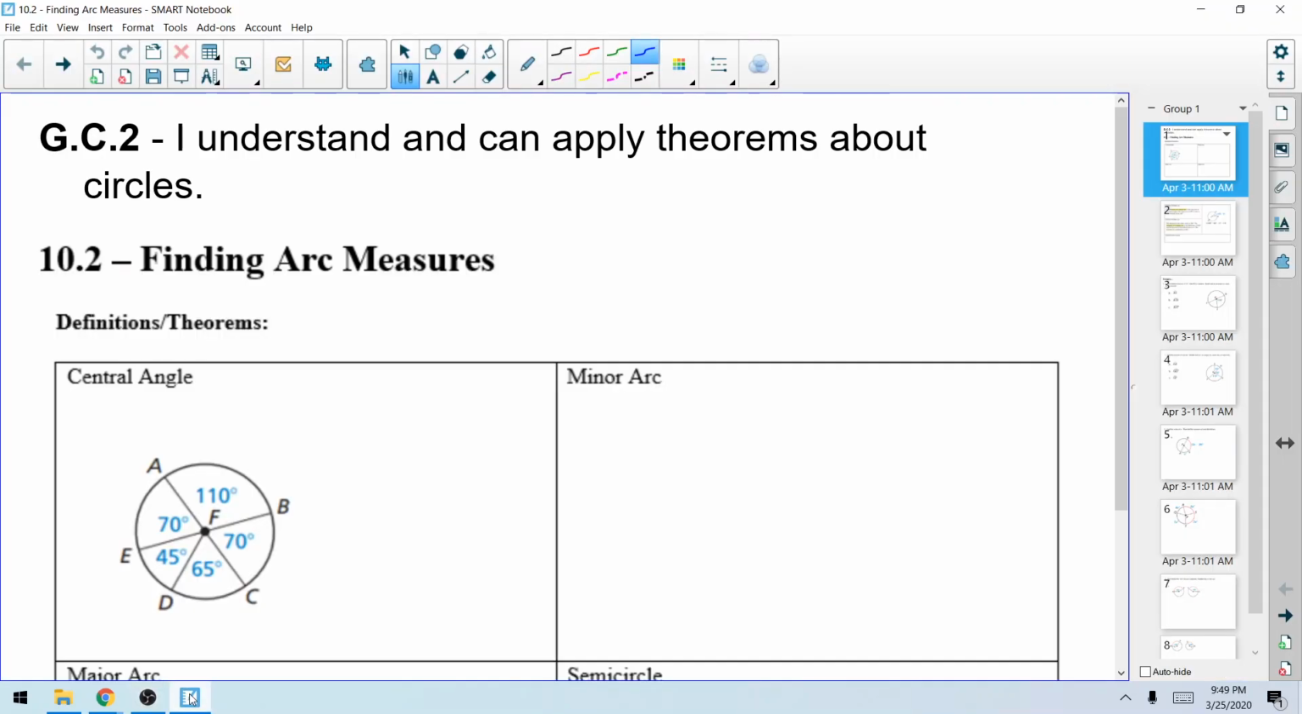Okay, 10.2, finding arc measures. Still the same standard, G.C.2. I understand and can apply theorems about circles. So, arc measure. Couple definitions we have to start with.